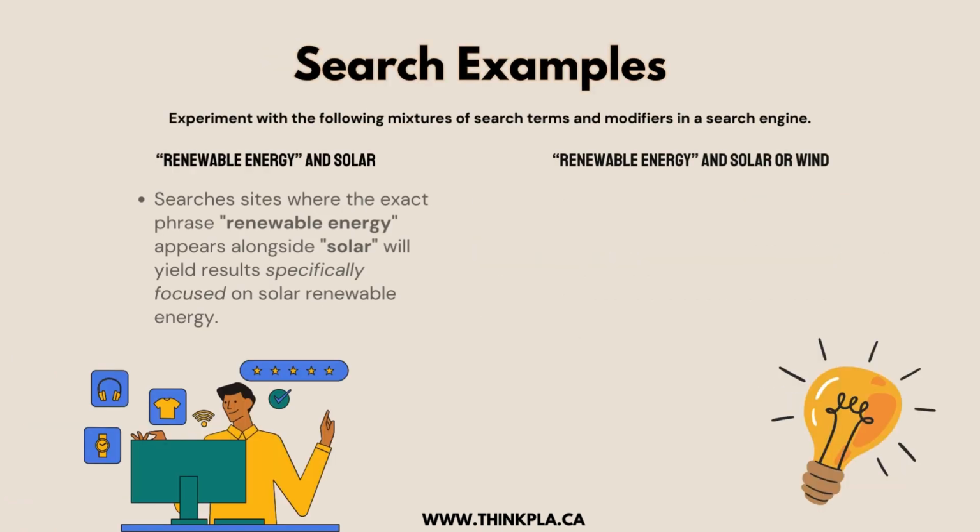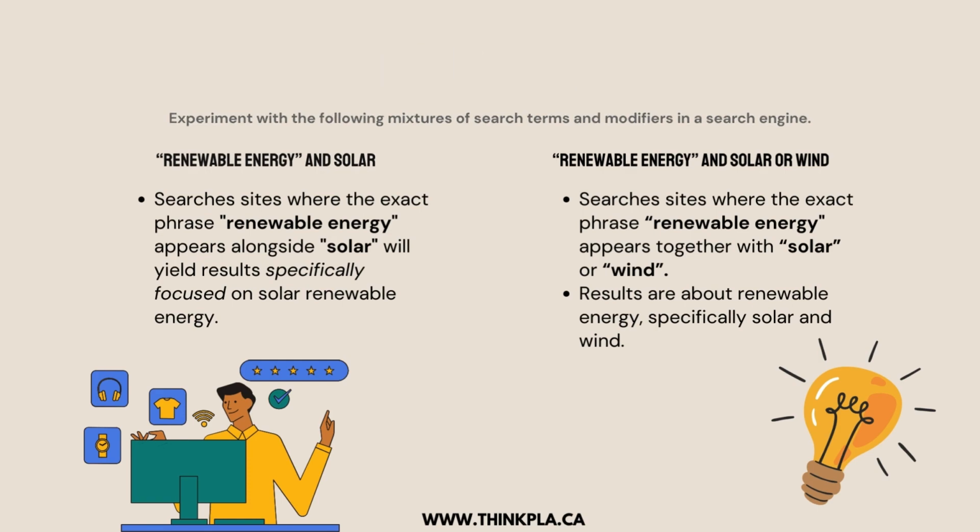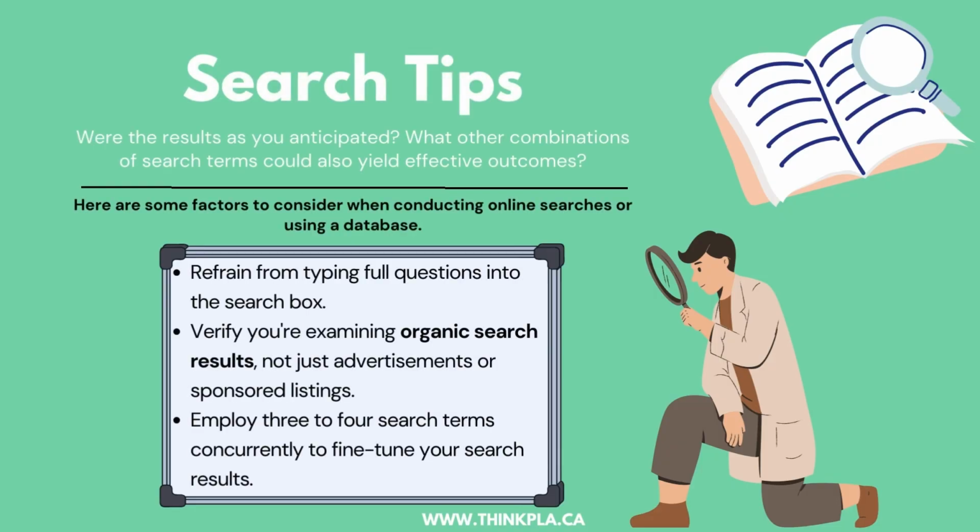Search examples. Experiment with the following mixtures of search terms and modifiers in a search engine. When searching "renewable energy" and solar, this searches sites where the exact phrase renewable energy appears alongside solar, which will yield results specifically focused on solar renewable energy. See the other example. Search tips.